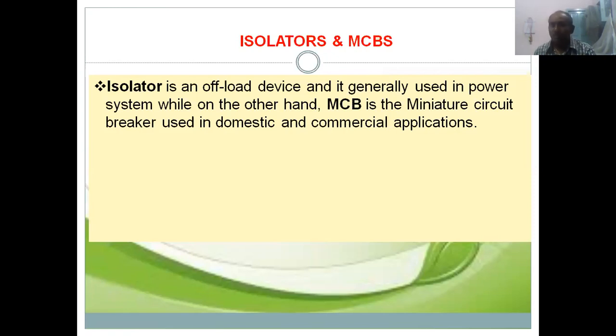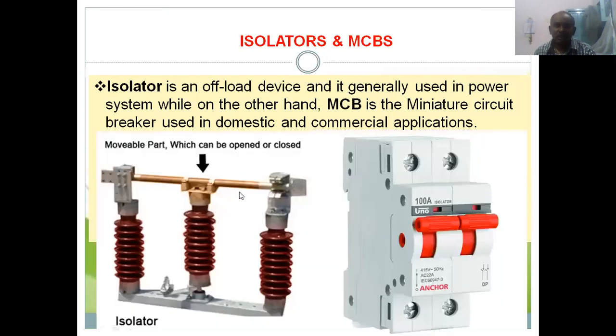That is normally an SF6 circuit breaker or a vacuum circuit breaker, different circuit breakers. By operating this one, there is no current through it, and then we can operate the isolators. Whereas an MCB is a miniature circuit breaker generally used in our domestic appliances. So you can see, this is one isolator. This is an MCB.